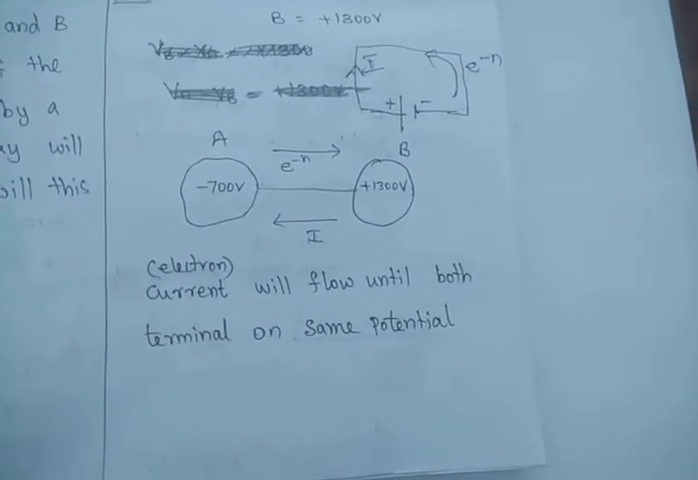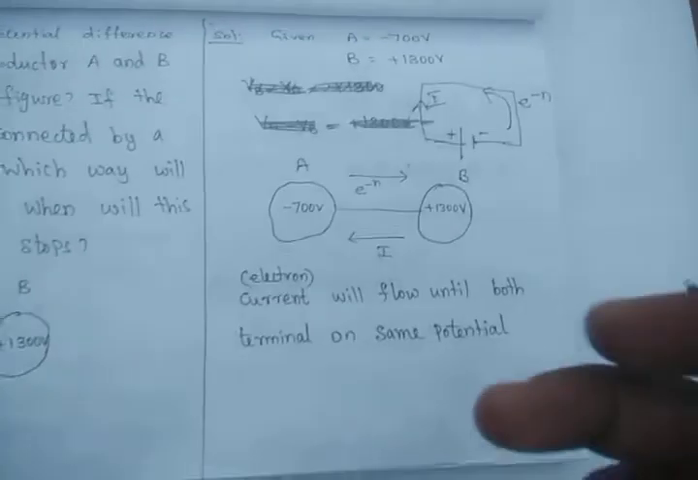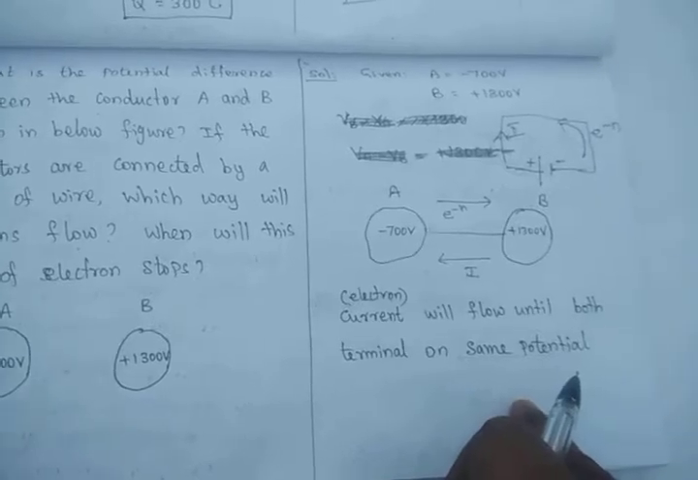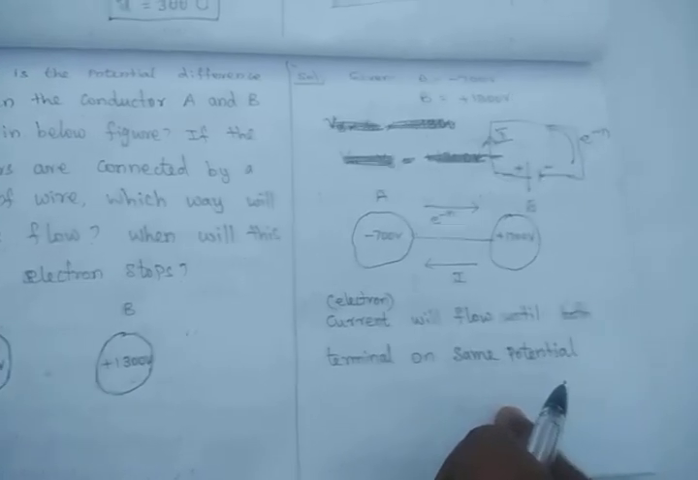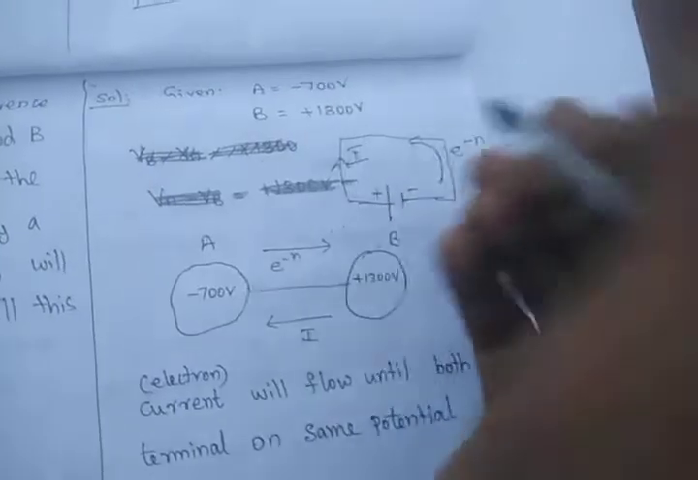The current or electron will flow until both the terminals have the same potential. So there is one question asked generally. What is the device used in a conductor to maintain the potential difference? In an electric circuit, which is the device used to maintain the potential difference?